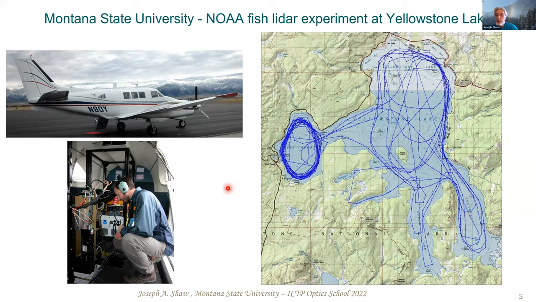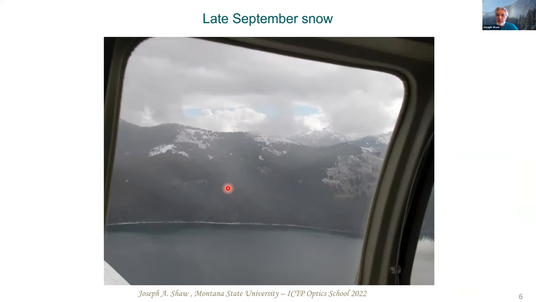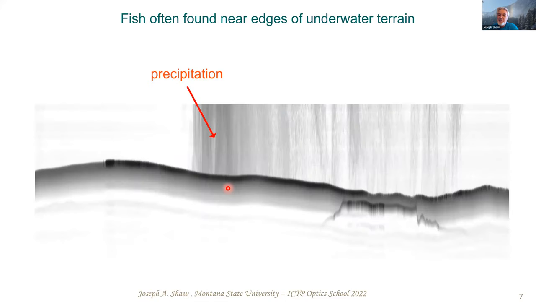So we flew around here and we analyzed all the data by hand. We flew in snow in September. That's what the weather is like where I live in September sometimes. And so here's an example of what the LIDAR looked like. We do not scan the LIDAR. We just look straight down and we just build up these images.